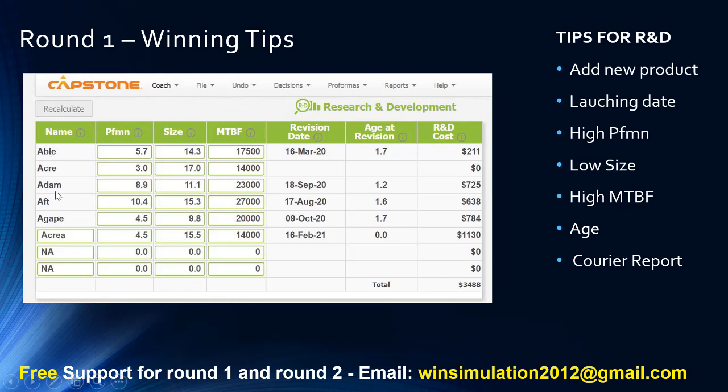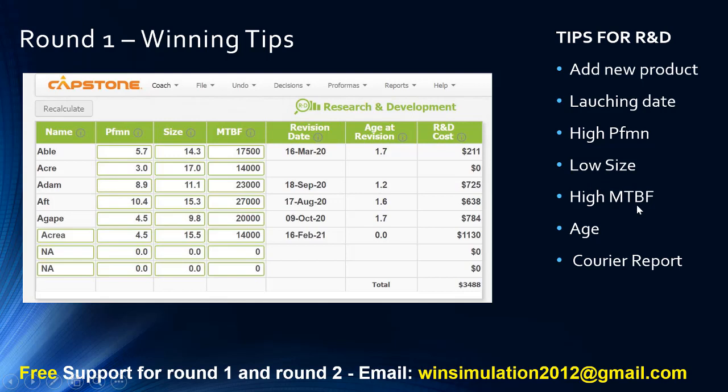We have 5 segments, and if you want to focus on any segment, to control the sales and market share of that segment, we can add a new product in that segment. For example, on the screen you see that we can add a new product in the low end segment, because low end has the largest size and also the growth rate. So again, we add a new product, we check the launching date, we increase performance, and we reduce the size. The customer prefers a high performance product with smaller size, and also high MTBF.